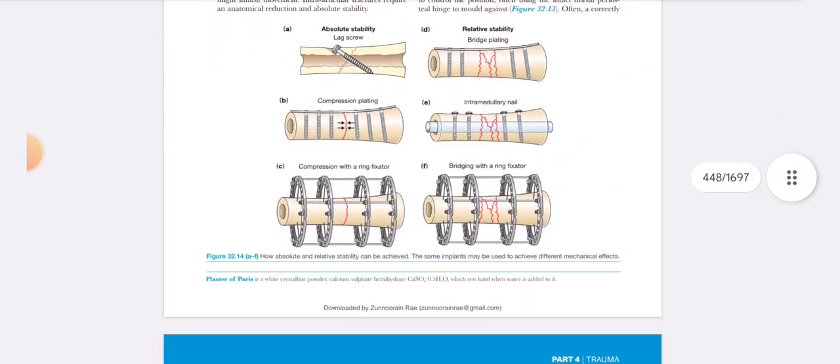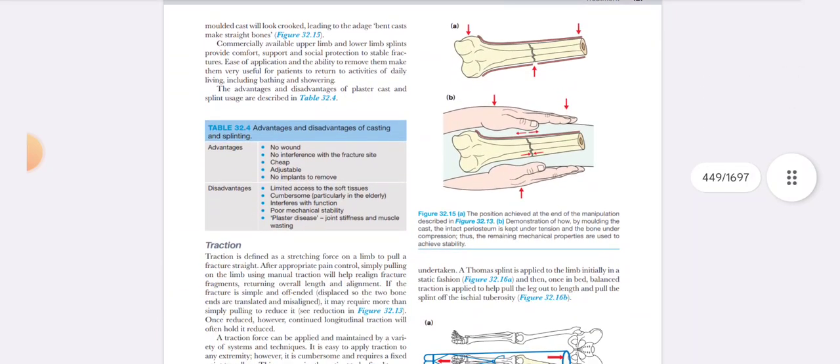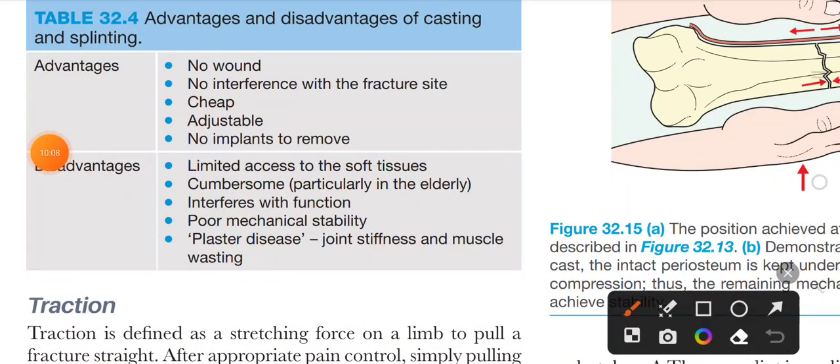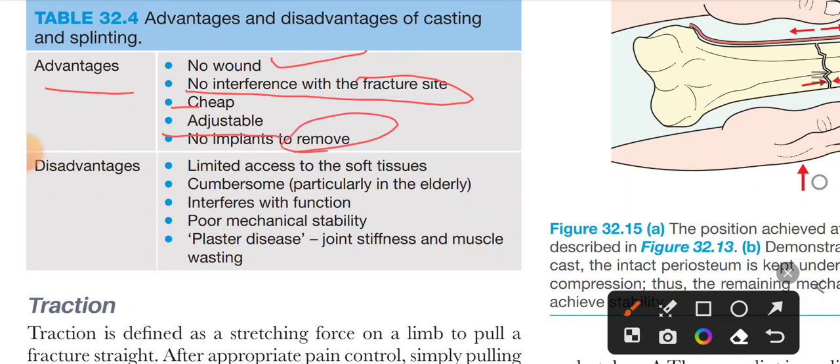Now some of the advantages and disadvantages of casting and splinting. Advantages include, number one, no wound, as no incision is given, just closed manipulation is done. No interference with the fracture site. It is not so expensive and is also adjustable. There is no need for implant removal.